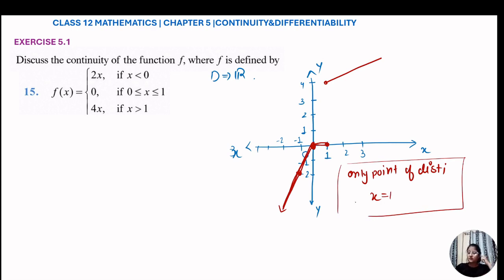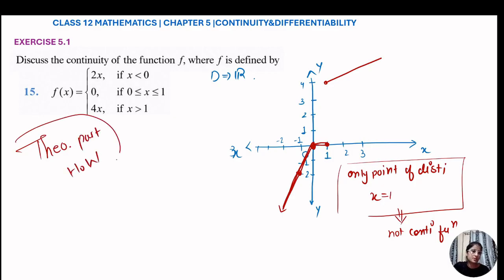Now, from here we can conclude that the function is not a continuous function, because a continuous function should be continuous at each and every point of the domain. And as you can see, 1 is in the domain, but the function is discontinuous at that point. Now, the theoretical part is homework for you, because I know you are masters in this now.